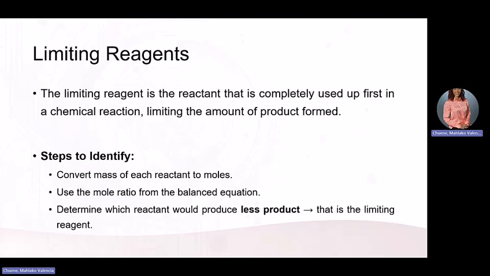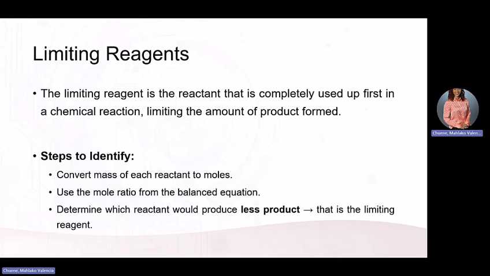Another thing that you should have a brief background on is limiting reagent, and that is what we're going to be focusing on in today's lesson, as well as your theoretical and percentage yield. Now, in terms of what a limiting reagent is, it is the reactant that is completely used up first in the chemical reaction, limiting the amount of product formed. Now, others would also say a limiting reagent is the reactant that runs out faster. All right. Now, one might ask, how do we then identify this limiting reagent?